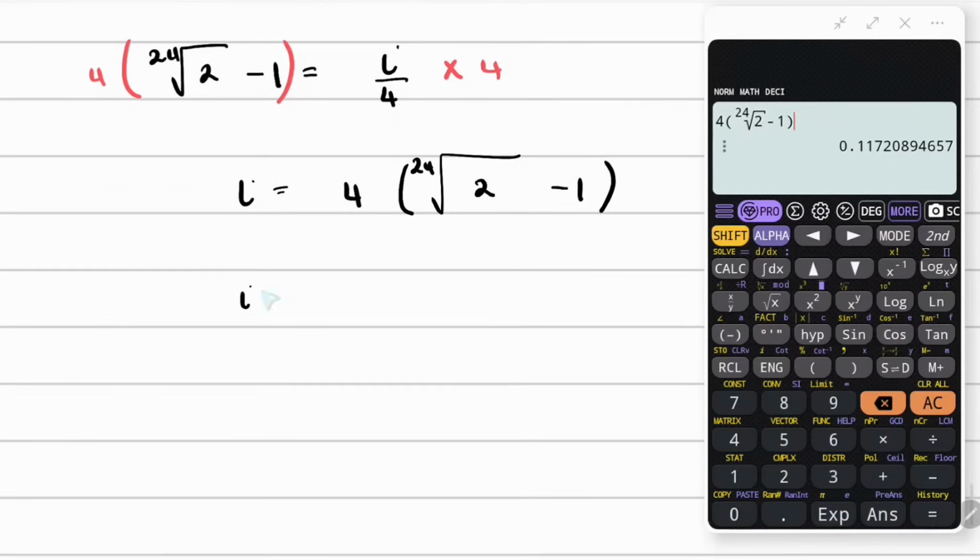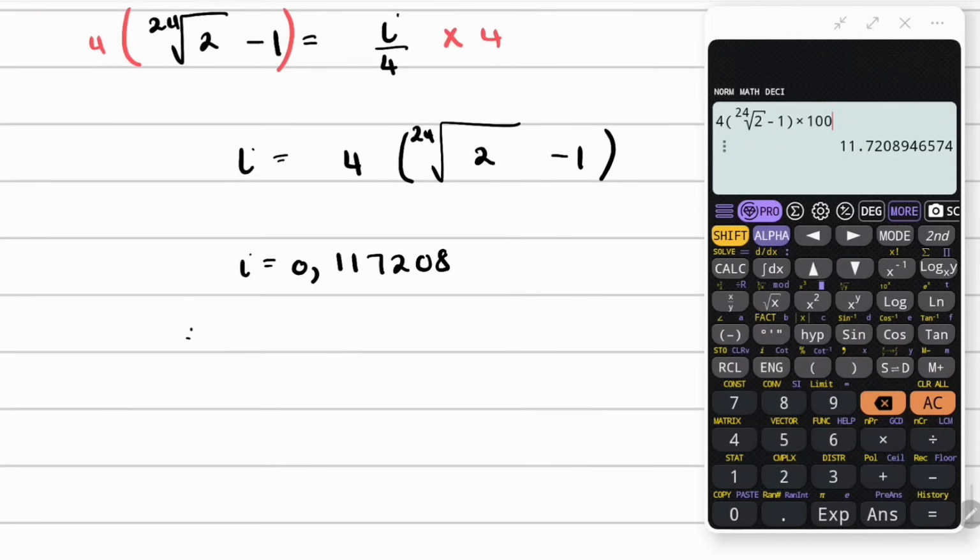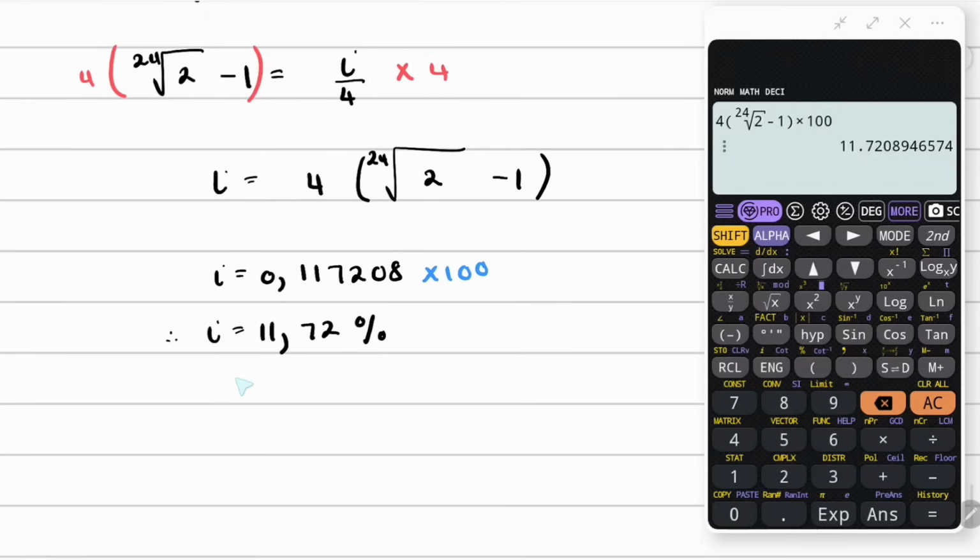So I in decimal form is 0.117208. And then we have to take that answer and multiply it by 100. And when we do that, our final answer for I is, and we're just going to have to show them here so that it is a rate. So it's going to be 11 point, and that's just going to round down to 72. So there we go, 11.72%, and that is our answer.